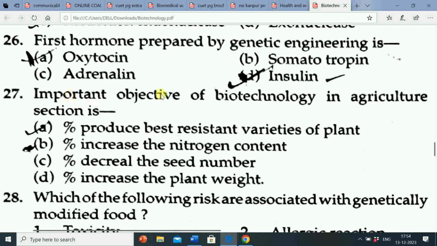The next question is: an important objective of biotechnology in the agriculture sector is: option A to produce pest resistant varieties of plants, option B to increase the nitrogen content, option C to decrease the seed number, option D to increase the plant weight. So the correct answer is option A, to produce pest resistant varieties of plants.